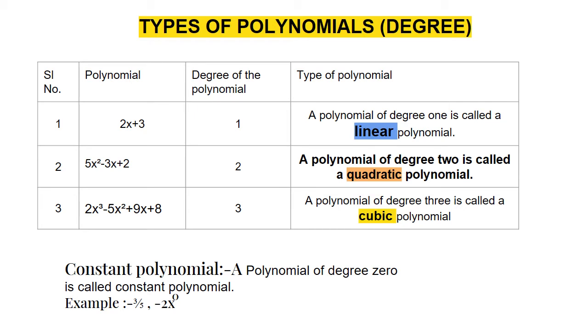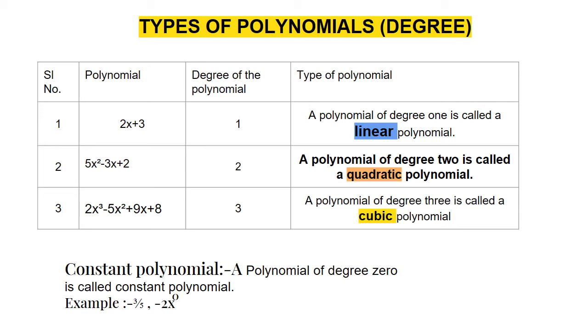Now observe the first example here, 2x plus 3. Is it a polynomial? Yes, because it is a combination of two terms and the variable has a non-negative integer as its exponent. Exponent 1 is a whole number, or 1 is a non-negative integer, so we can say this is a polynomial. This polynomial has two terms, so we can say this is a binomial. What is the degree here? The degree of the polynomial is 1. A polynomial of degree 1 is called a linear polynomial.